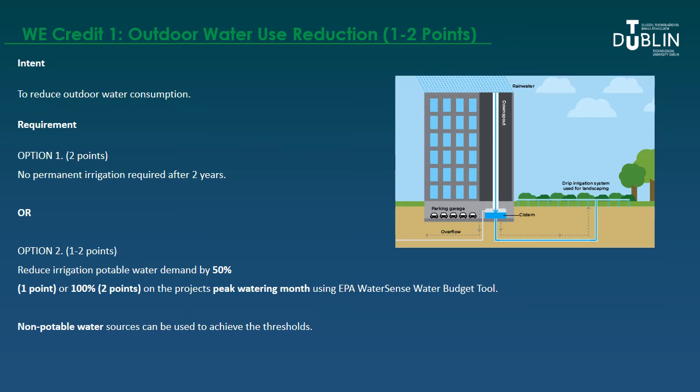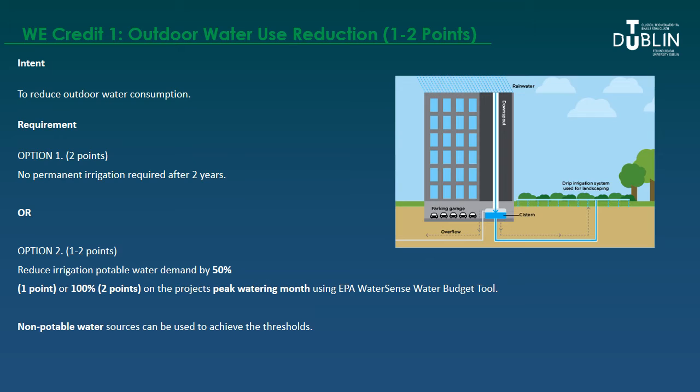So the first credit where you can actually earn points is back to the outdoor water use reduction. So it's very similar language to the prerequisite. So the prerequisite also required no permanent irrigation after 2 years. But the difference here is where the prerequisite baseline was 30%. To actually get points, you either reduce the water demand by 50% to get 1 point or 100% to get 2 points. It's the same way that you go about that. It's just the thresholds are different to get points.